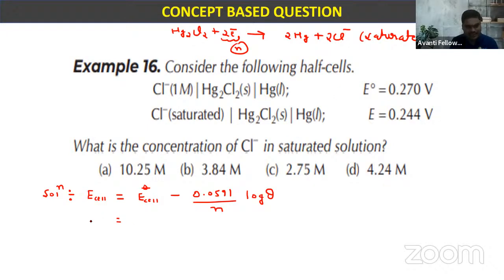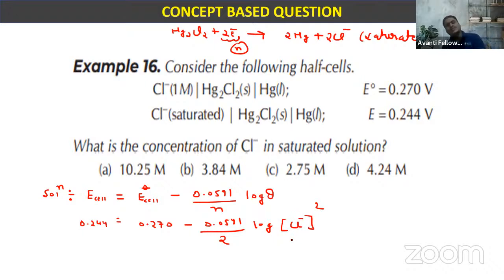So E cell value we know. E cell value is what? That is 0.244. Clear? And E naught value we also know, that is 0.270. And this is also known, 0.0591 upon n. What is n? So n is nothing but 2. And this is a log. What is Q here, beta? Q we already calculated, it is the Cl negative concentration. So you need to calculate the concentration of the Cl negative only, right? I hope you can calculate.